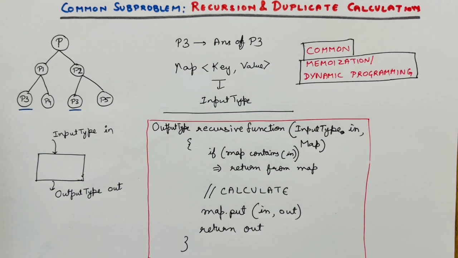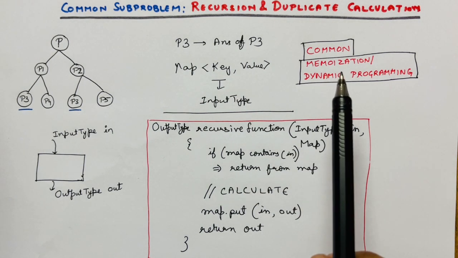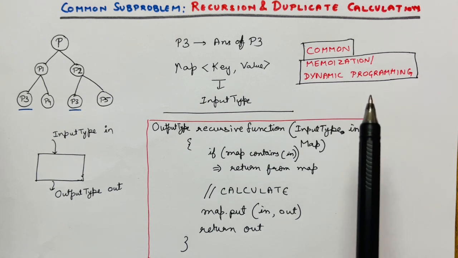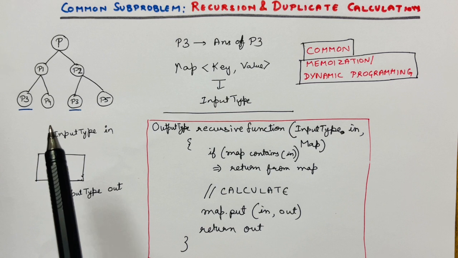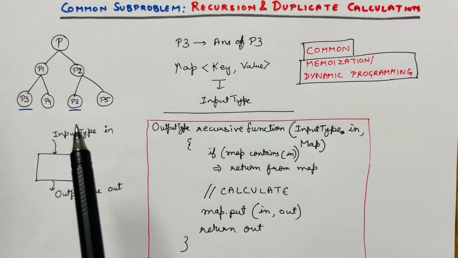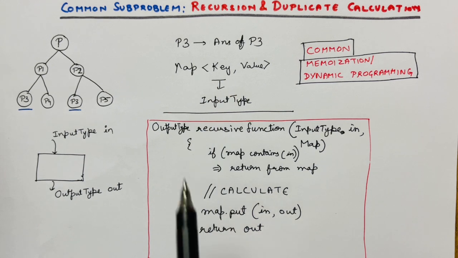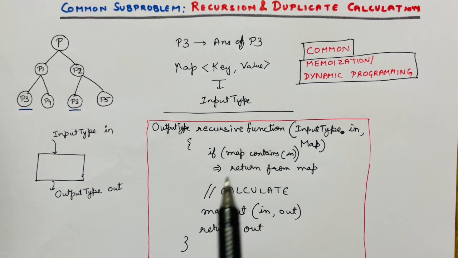This is the most common technique that we will use to solve the recursion problems. This technique is also called memoization, and this is basically dynamic programming, that we do not calculate the results twice for the same input, but we store the results somewhere and then we get those results whenever we need or we encounter the same input again.